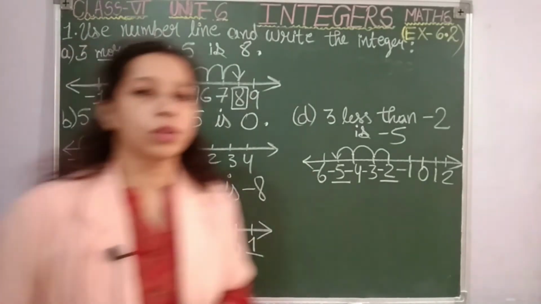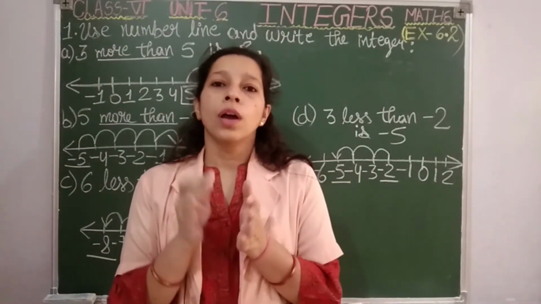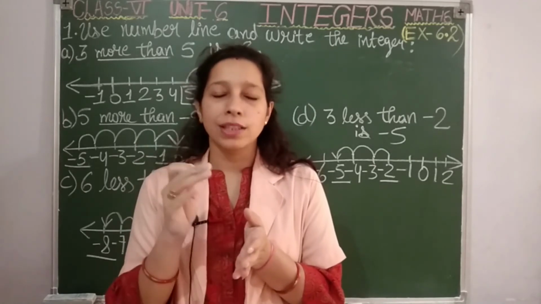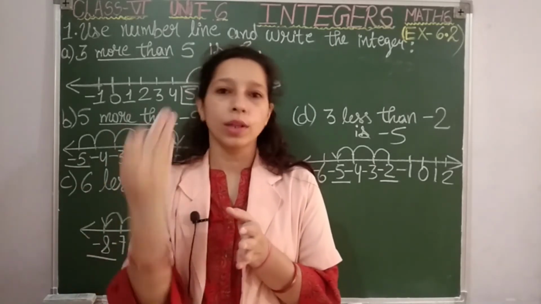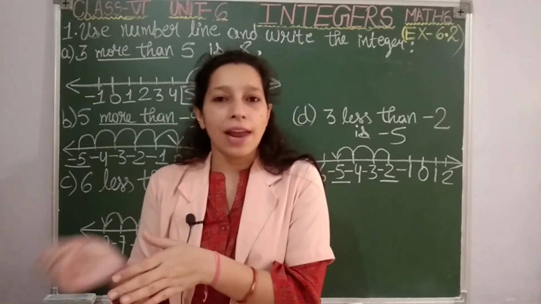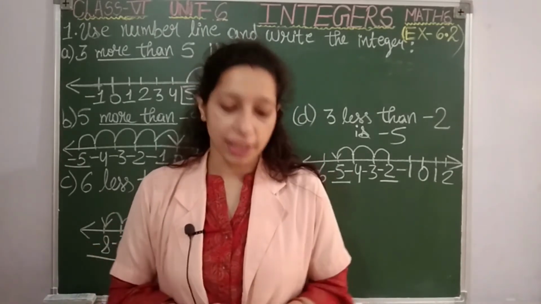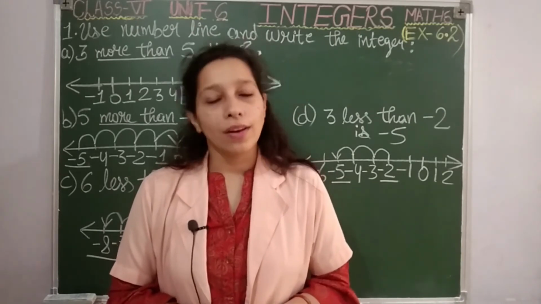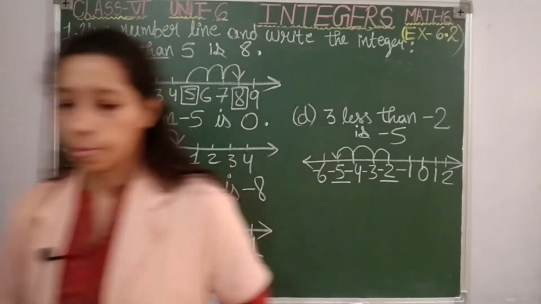So students, if you know the rule: if you are given with more than, then move to the right side. If you are given with less than, then you have to come to the left side on the number line. With this we have completed question number 1. Now note this down and we will start question number 2.